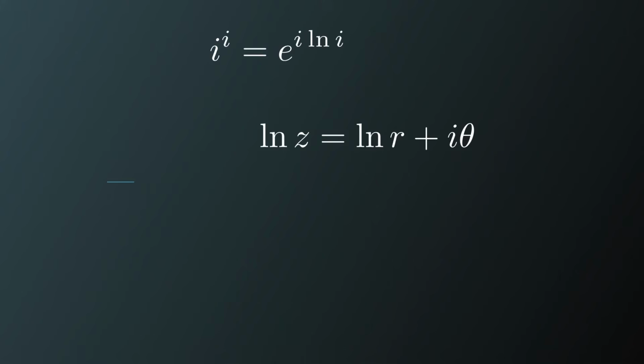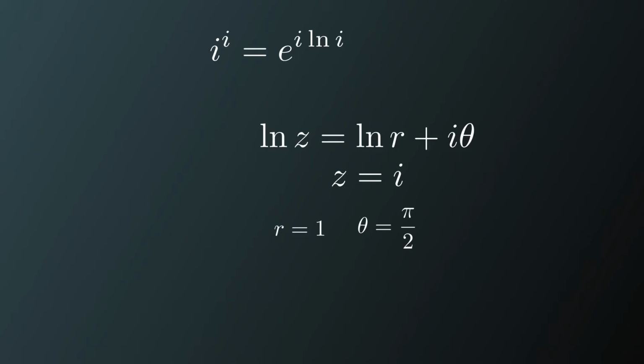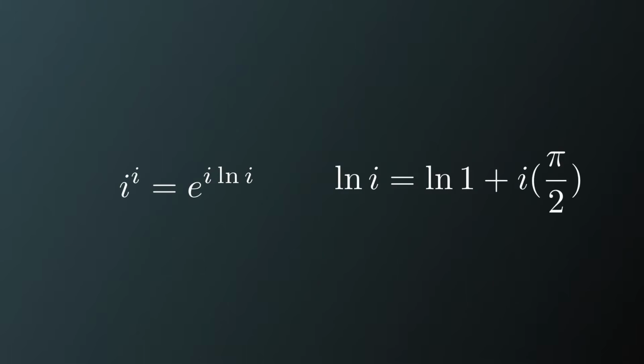We want to work out ln I, so let's set z equal to I. So let's work out r and theta. This is the point I on the complex plane. It's a distance of 1 from the origin, giving us r is equal to 1. Similarly, it's a right angle above the x-axis, giving us that theta is pi over 2 radians. We can now substitute all of these values into the formula. This will give us ln I is equal to ln 1 plus I times pi over 2. ln 1 is 0, so we can cancel it.